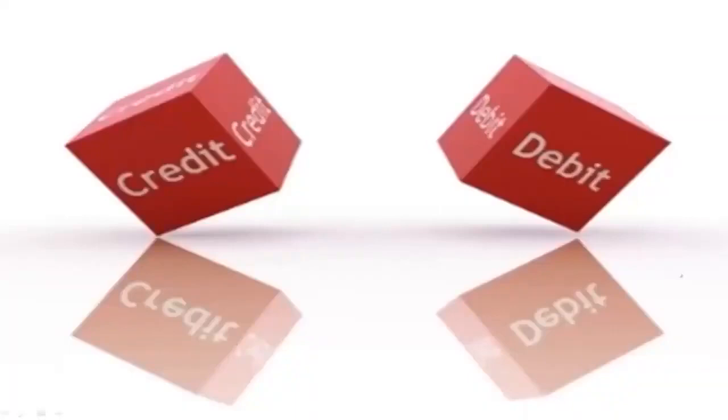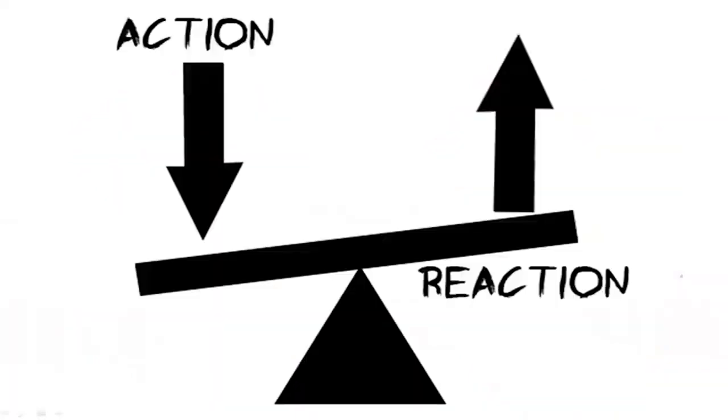It's because of something called the double entry concept. For every debit there is going to be a credit, or put it in this way, for every action there is a reaction. So the balance sheet will always tally. So this is all about the balance sheet and income statement. Thank you.